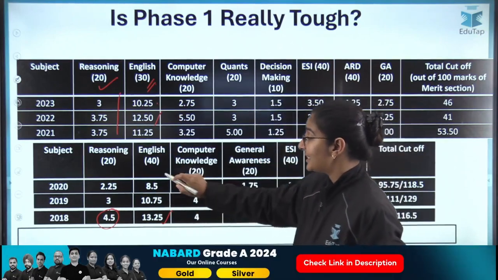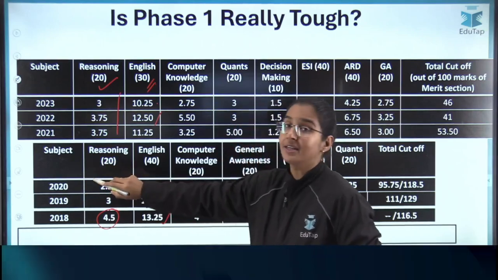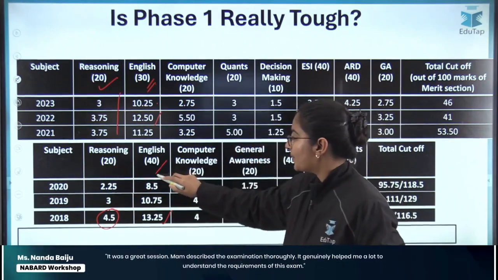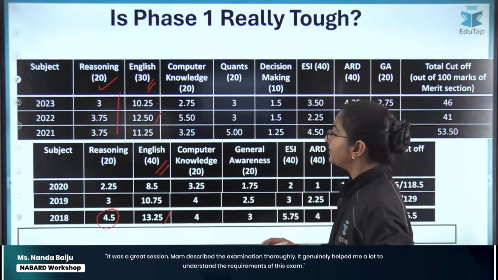Now, see students, there is a difference in the pattern here, because before 2021 the descriptive part was not there. So the English paper used to be of 40 marks, right? So please be aware of that.